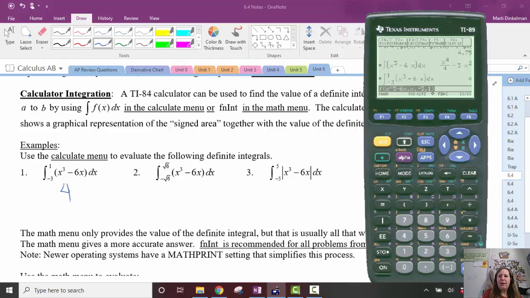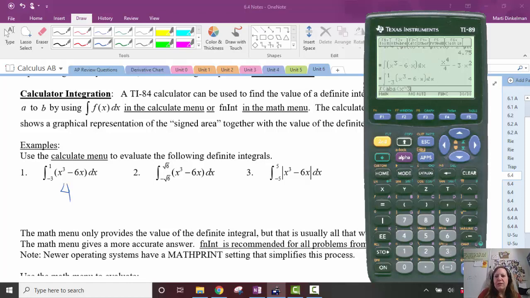Okay, I'm going to go ahead and skip to number 3 because I want to make sure we know where to find the absolute value. So for you 89 people, when we want to take the absolute value of this function, we have to go into the math catalog. That's up above the 5, and then there's abs for absolute value.